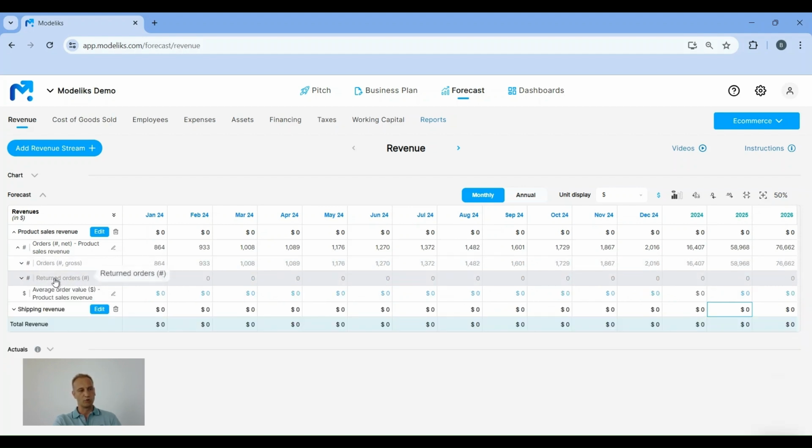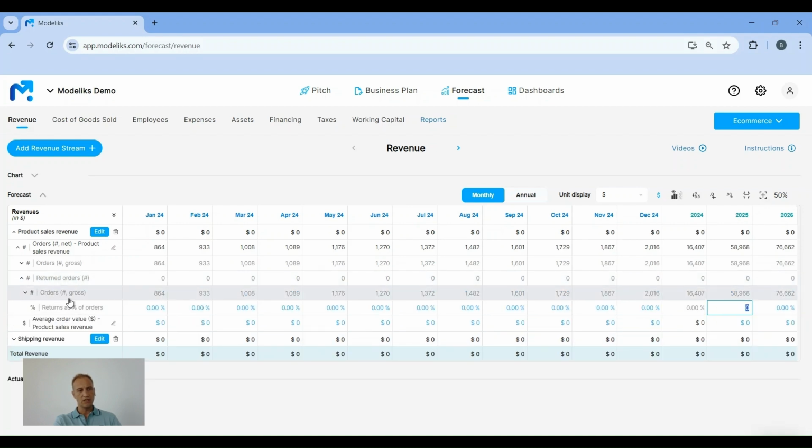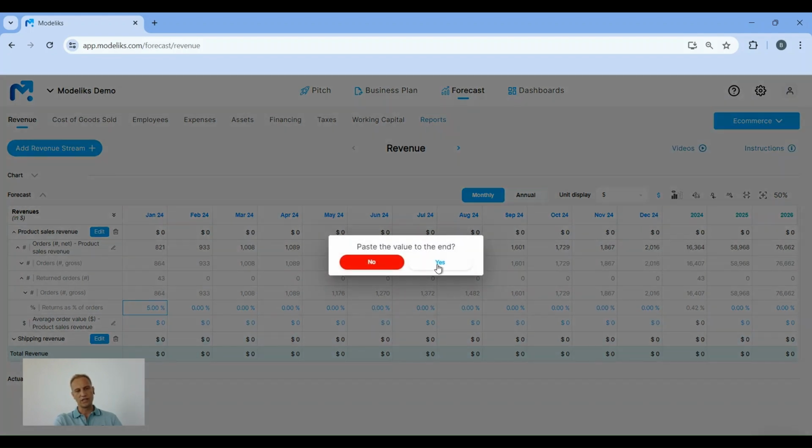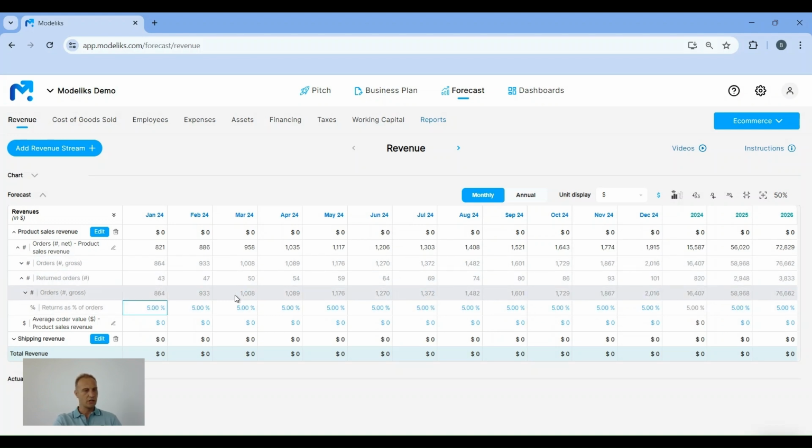Now let's get to the returned orders. The returned orders calculation is total gross orders multiplied by the percent of returns, or percent of the gross orders that are being returned by customers. Let's say that 5% of our orders are being returned. And with just that input, we've calculated the number of returned orders.